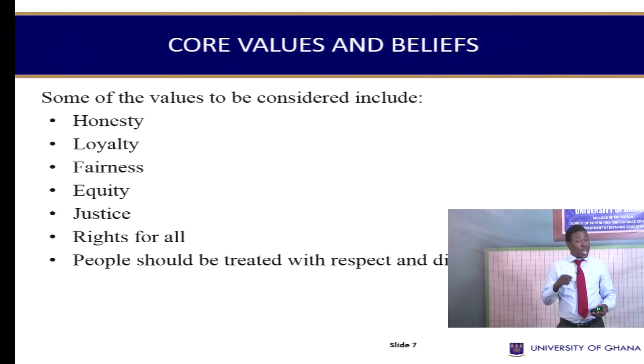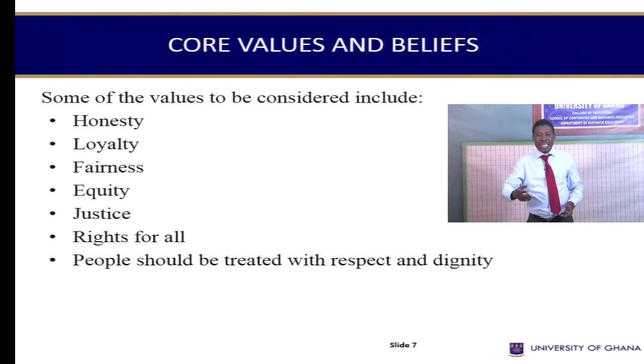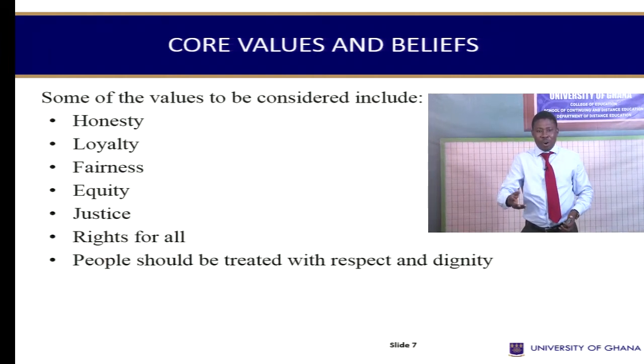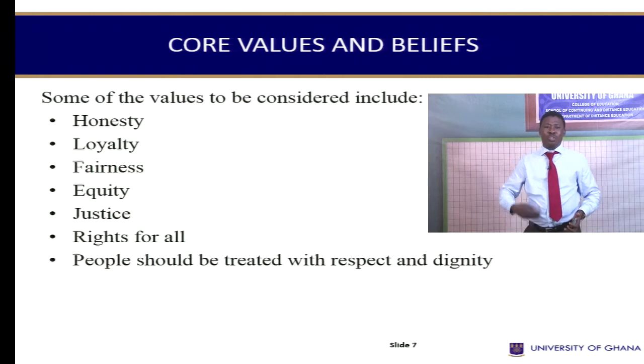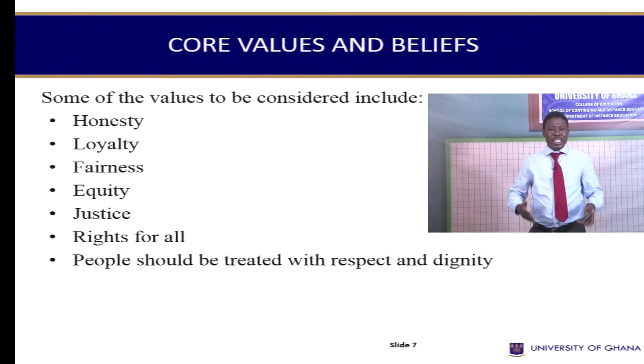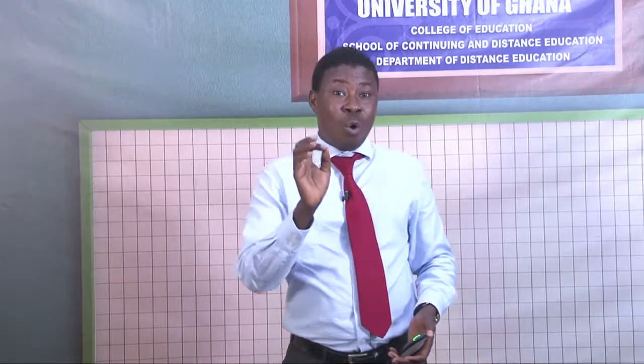They usually would have things like honesty. So NGOs will strive to live honest lives, to be honest in their dealings. When they are dealing with poor people, they are honest and all of that. NGOs also expect their workers to be loyal, to be fair, to treat people with equity, justice, rights for all, and in fact, that all manner of people should be treated with dignity and respect. Now, these are core values and beliefs that NGOs have.